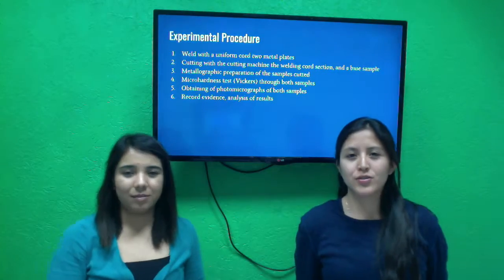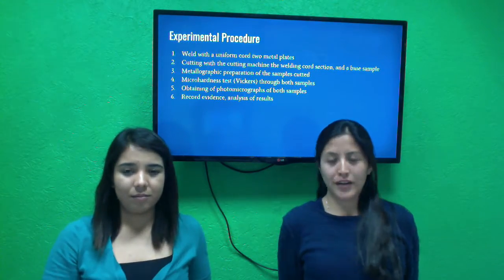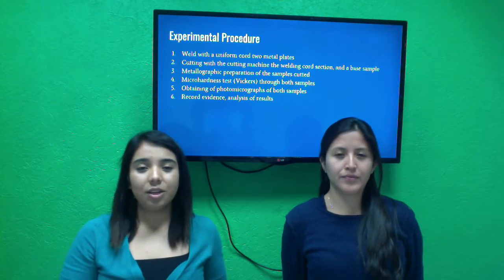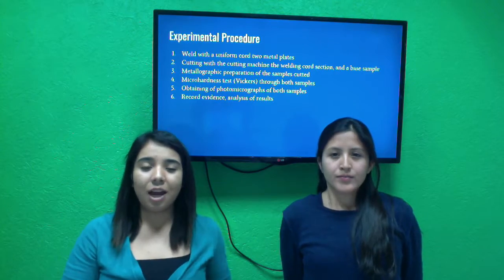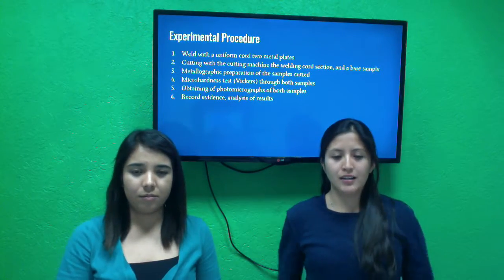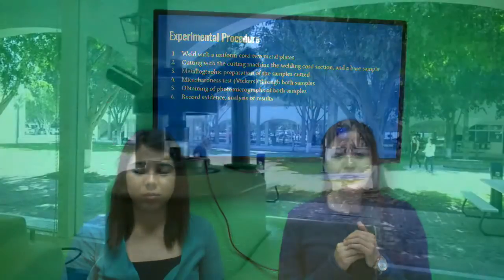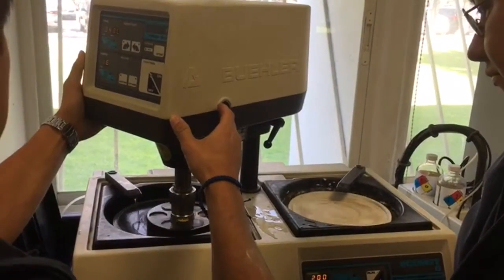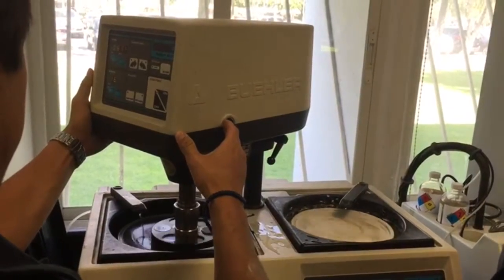We took two metal plates and welded them together. We cut the welding zone with the cutting machine, and we cut a base zone. We took our pieces of steel and introduced them in bakelite. And we did the metallographic preparation in order to have a mirror finish.